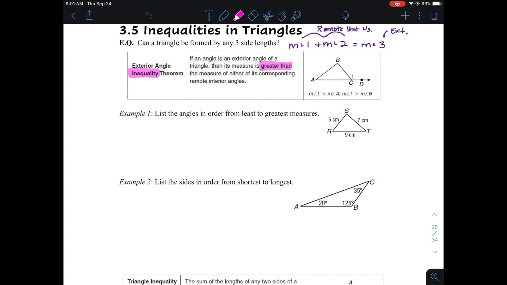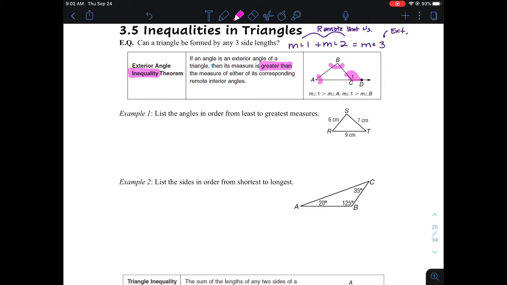So we look at this diagram. My exterior angle is angle 1. So we know that angle 1 is bigger than angle A, and angle 1 is also bigger than angle B. And that should make sense to you because it takes me adding A and B together to just get it to equal that exterior angle. So that means the exterior angle must be greater than both of those.